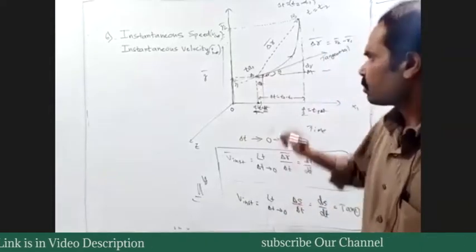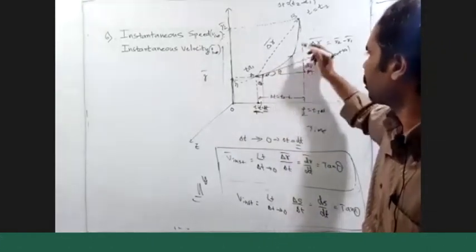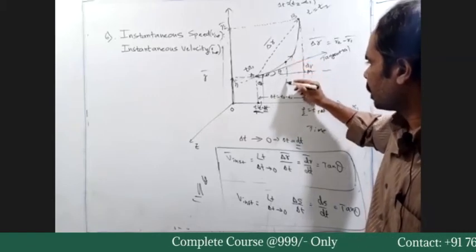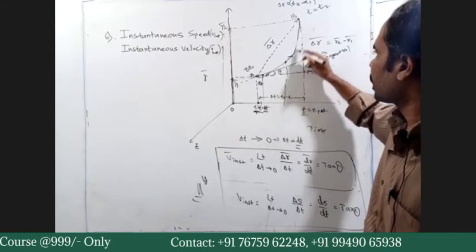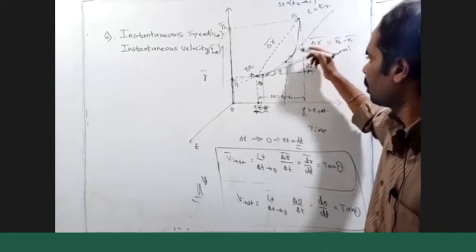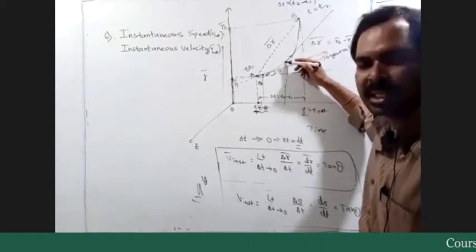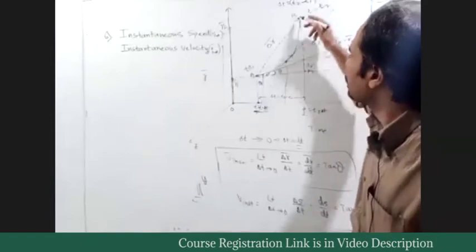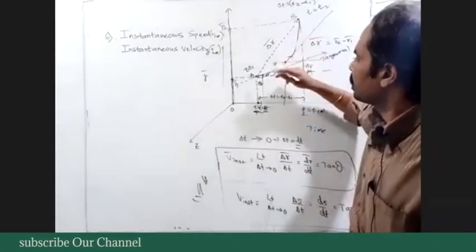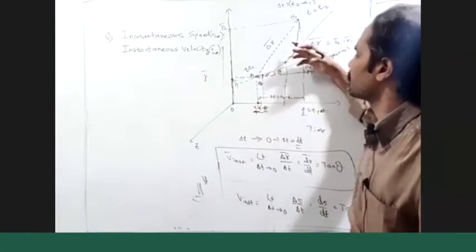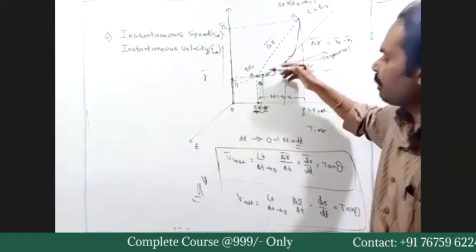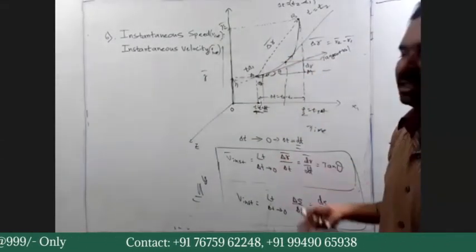point A. Suppose I consider one more point, some other point, suppose I consider one point here, at this instant, and this is the tangential. So this tangential makes some other angle with the axis. So here the instantaneous velocity is different. So from point to point, instant to instant, the slope of the tangential at a particular point indicates the instantaneous velocity, the instantaneous speed at that point.